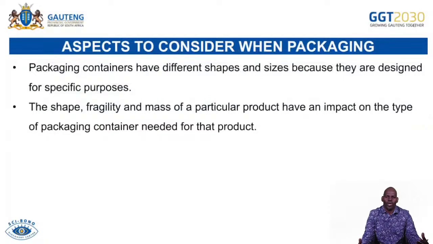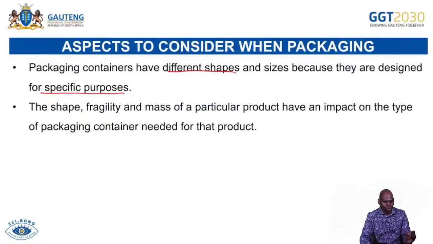Now, when we do packaging, there are certain aspects that we need to take into consideration. In packaging, containers have different shapes. Like, for instance, if you're going to pack certain items into one box and they've got different shapes, how are you going to pack them? Is it going to be easier to pack all the items of the same shape? So packaging containers have different shapes and sizes because they are designed for a specific purpose.